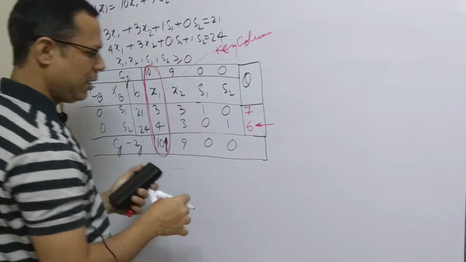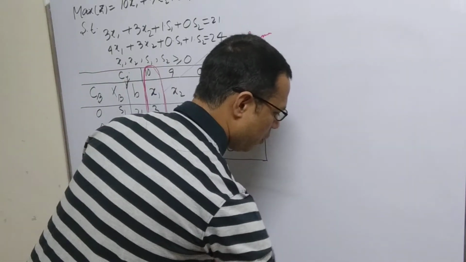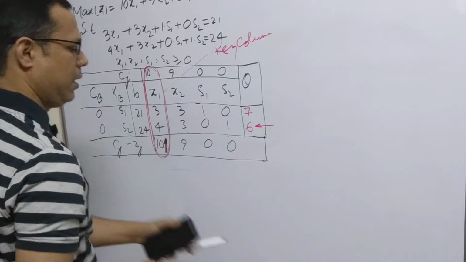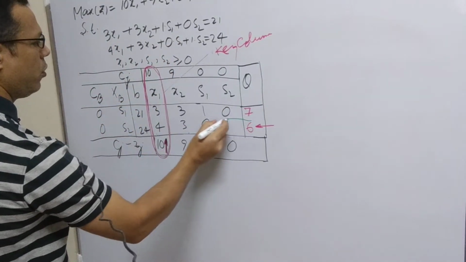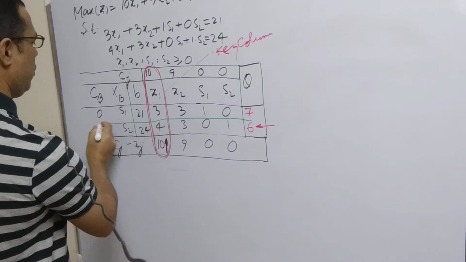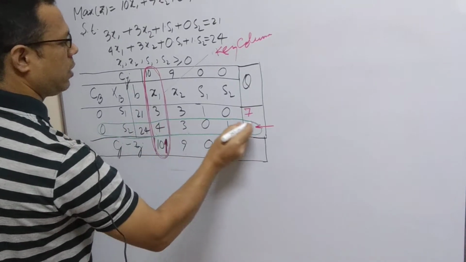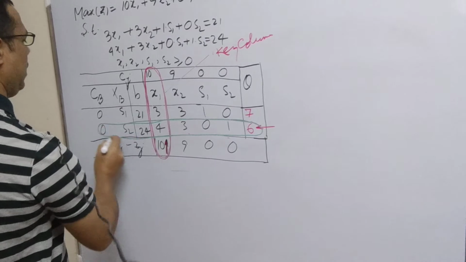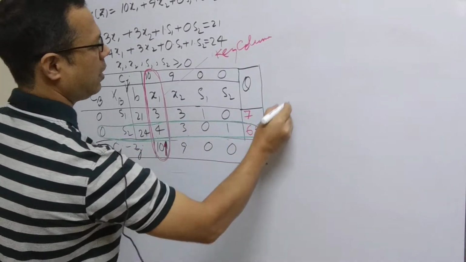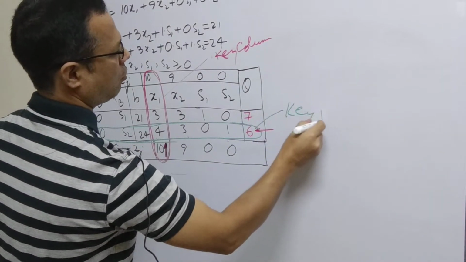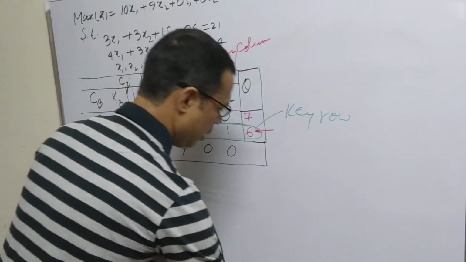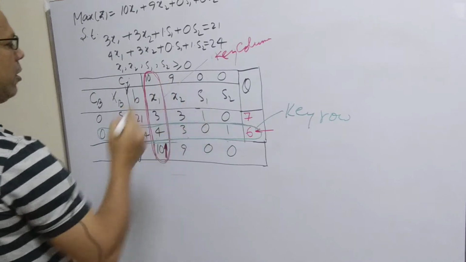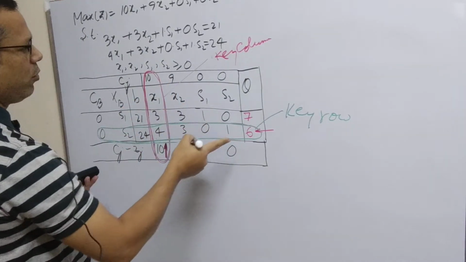So here it is very simple, we just need to circle this row. Circle this row. This row is named the key row. Now we have the key row and the key column. Why are we going to find the key row?